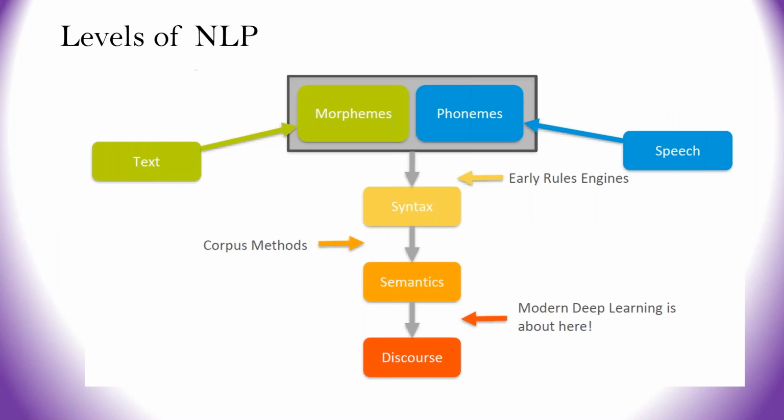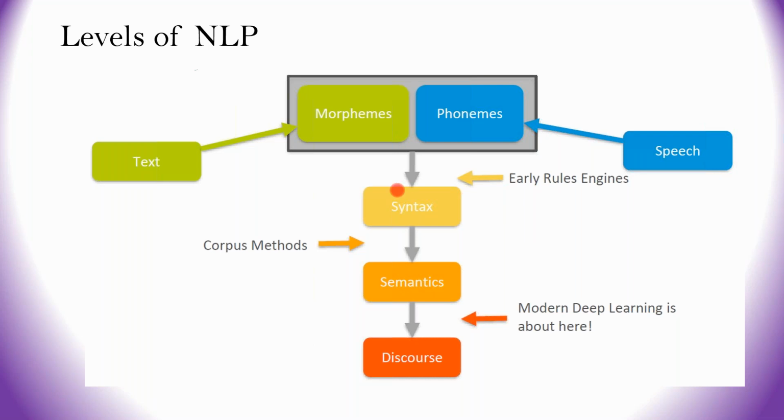So if you look at the levels of NLP, how the process goes on is, if we look here, morphemes and phonemes are both targeted. Morpheme is going to allow us to process the text. So when we are processing natural language by means of text, we look at the morphemes. When we are processing natural language by means of speech, we look at phonemes. Phonemes we might have learned in English, so the same could be followed here also.